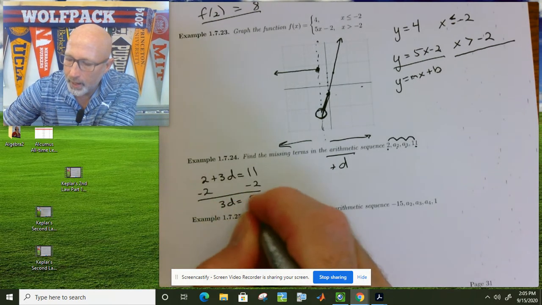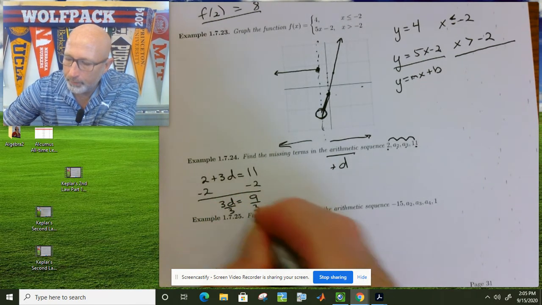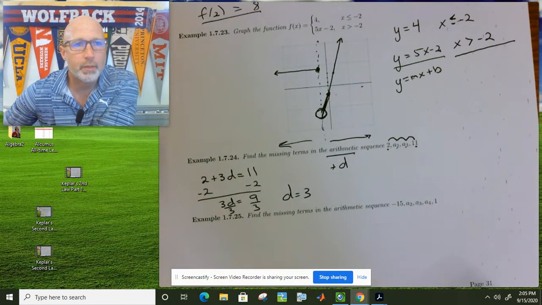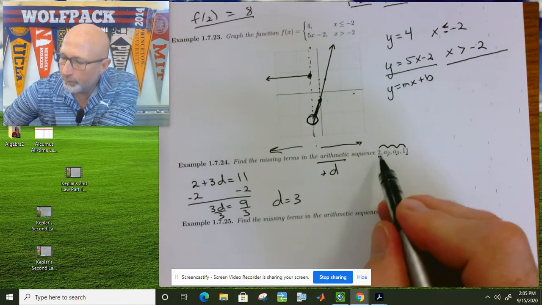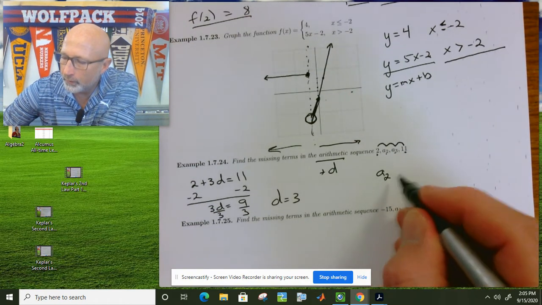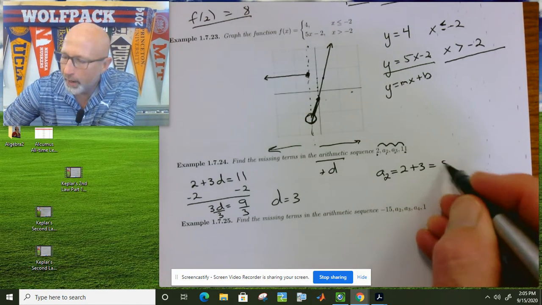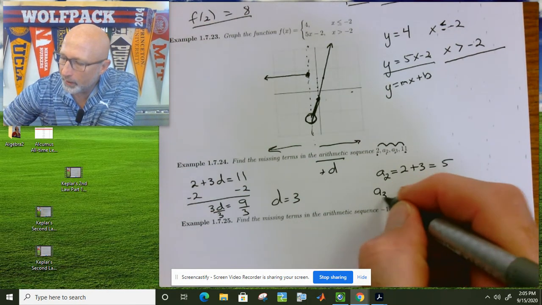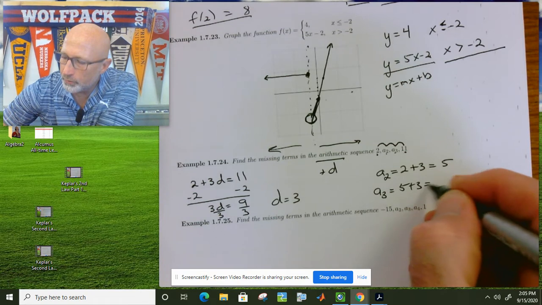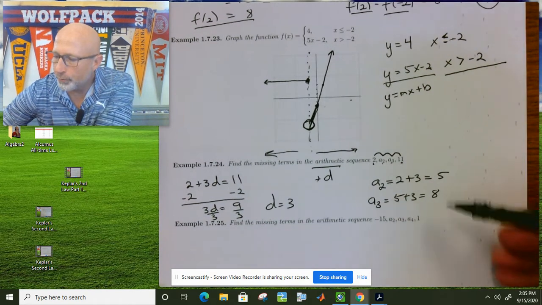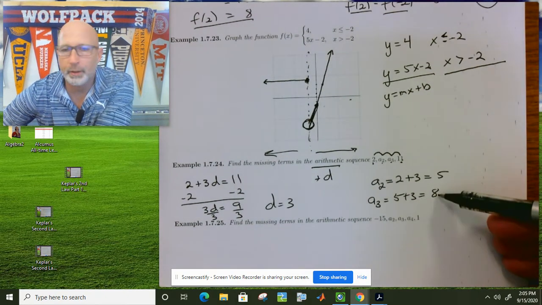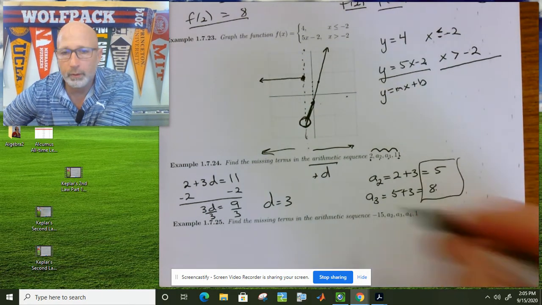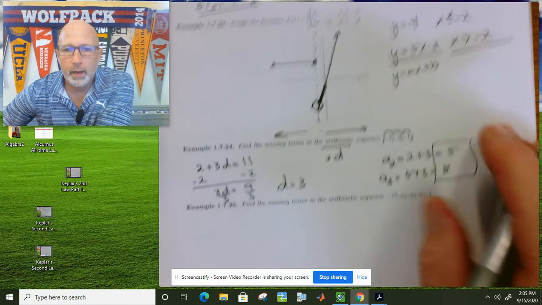Subtract 2 from both sides. 3d is equal to 9. Divide by 3. d is equal to 3. So my common difference is 3. I'm adding on 3 every single time. If the first term is 2, then A2 is 2 plus 3, or 5. And then A3 is 5 plus 3, which gives you 8. Then if you add 3 again, you should get 11, and 8 plus 3 does give you 11. So these are my answers for A2 and A3.